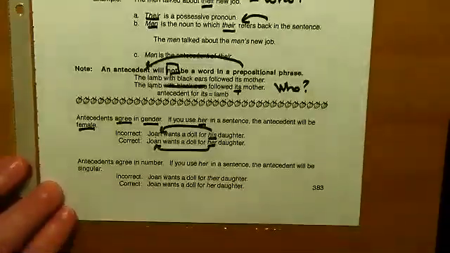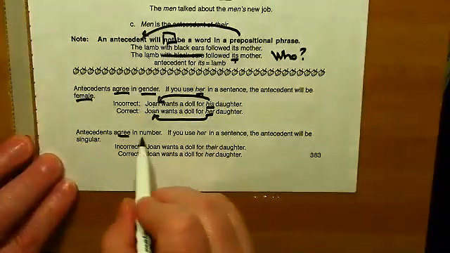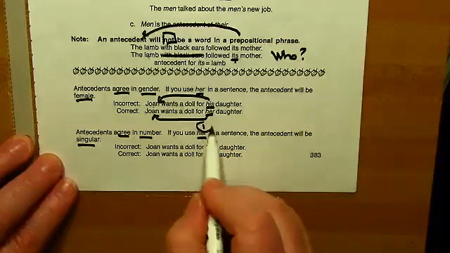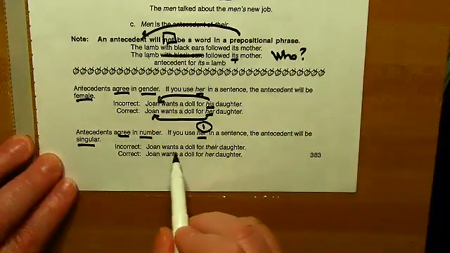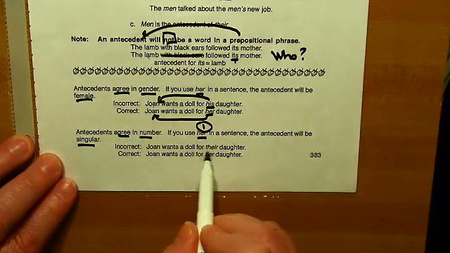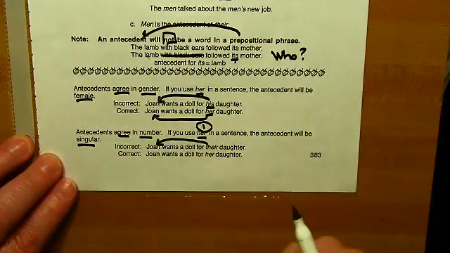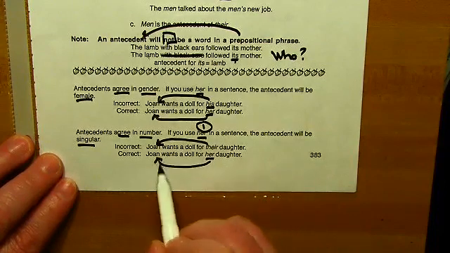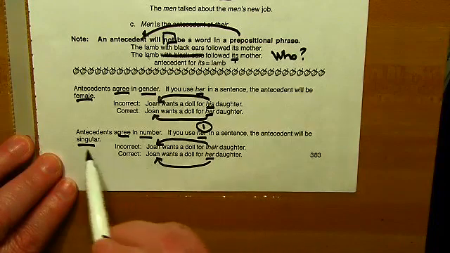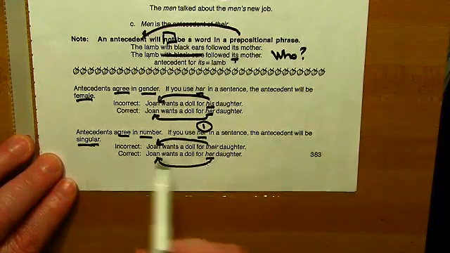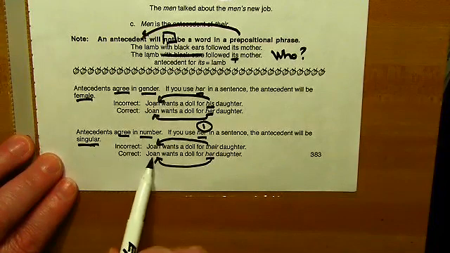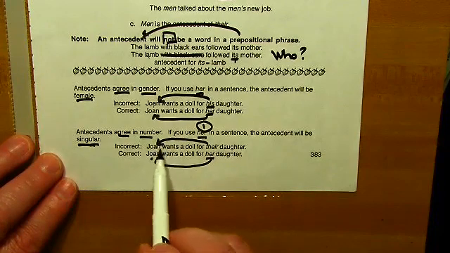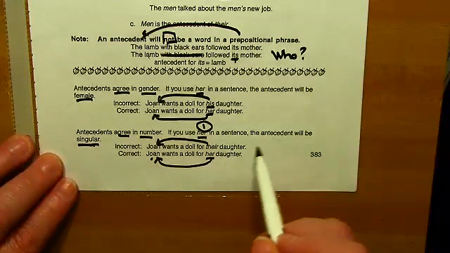So antecedents not only agree in gender, they agree in number. So if you use her in a sentence, it's going to be singular because her is one thing. It's not two things. Joan wants a doll for their daughter. Since their is talking about Joan, who is only one person, I don't say their, I would say her daughter because it refers back to an antecedent that's singular. If the pronoun is singular, the antecedent should be singular. If the pronoun is plural, then the antecedent should be plural, like Joan and her mother want a doll for their daughter. Okay.